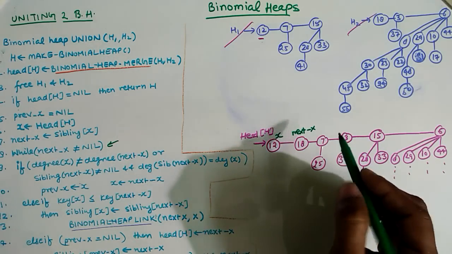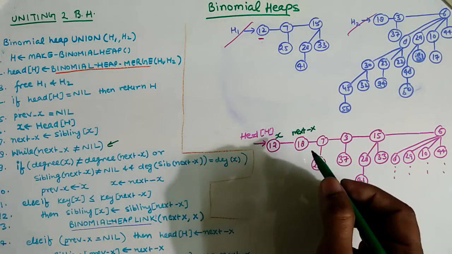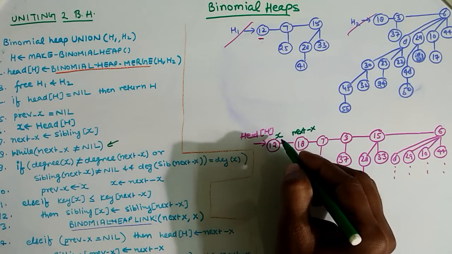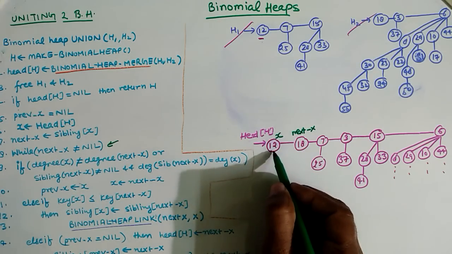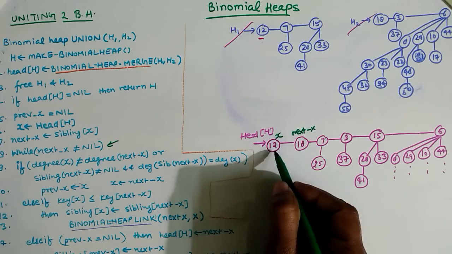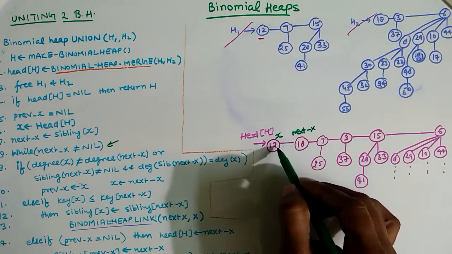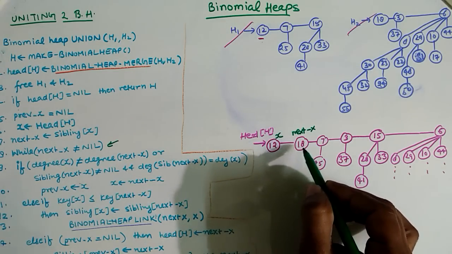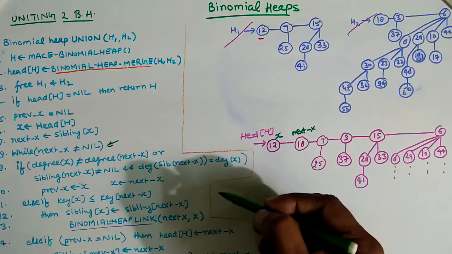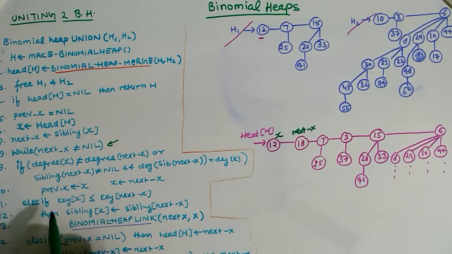After that, we will check whether the degree of x, so the degree is here 0, is not equal to degree of next of x. So this is equal to this, so the condition is false. We will go to the else part.